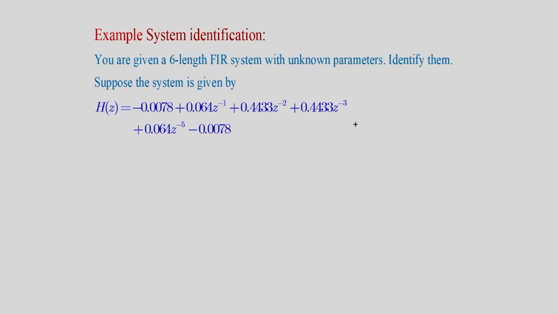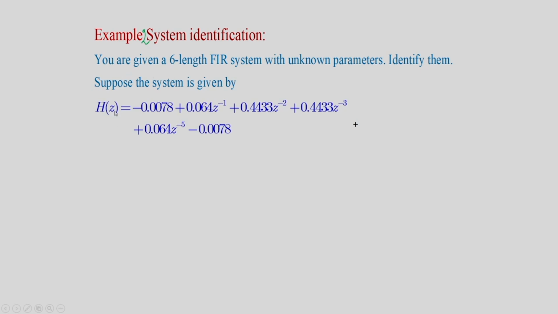We will consider the second example, example 2. This is example 2, system identification. You are given a 6-length FIR system with unknown parameters. We know it is an FIR system, but the parameters are unknown. Identify them. We have to identify them. Suppose this system is given by this.